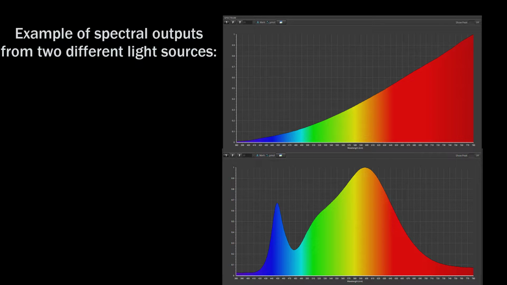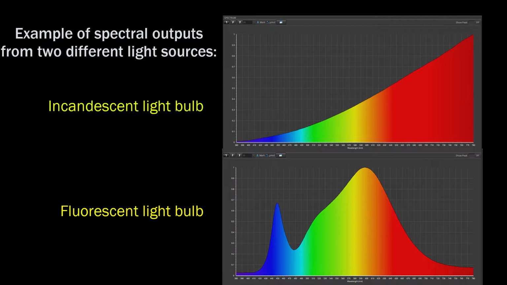So take a look at the spectral outputs from two different light sources here. The top one's an incandescent bulb, the bottom one a fluorescent. Now both of these are considered white light, but you can see the spectral quality is quite different between the two, and plants would grow differently under each of these.